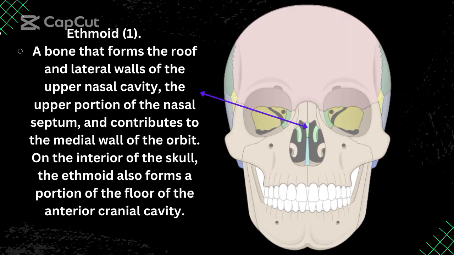Ethmoid. A bone that forms the roof and lateral walls of the upper nasal cavity, the upper portion of the nasal septum, and contributes to the medial wall of the orbit. On the interior of the skull, the ethmoid also forms a portion of the floor of the anterior cranial cavity.